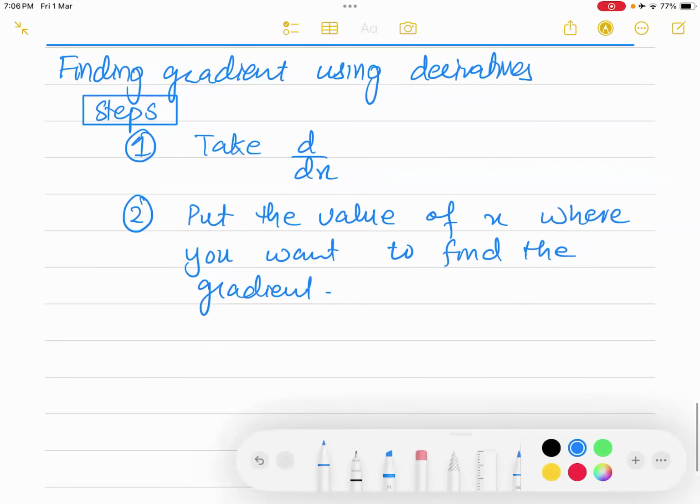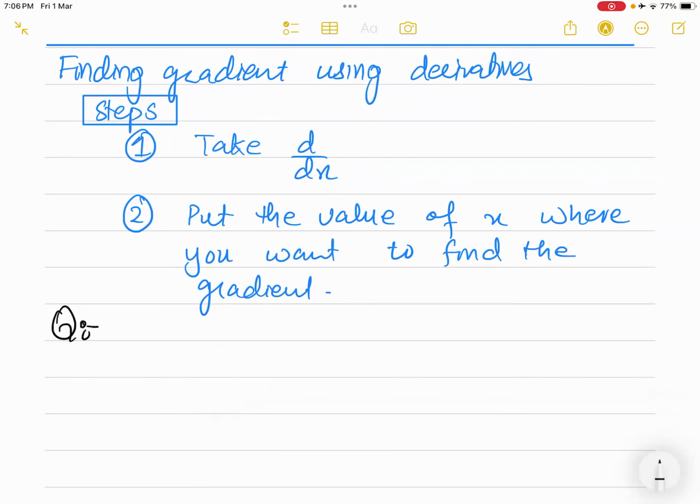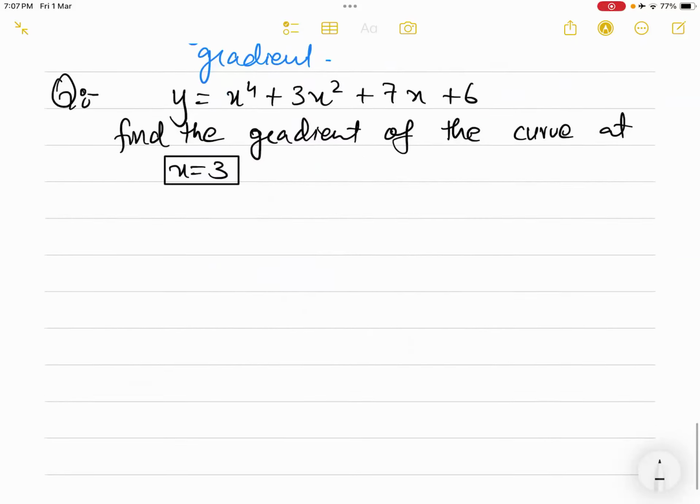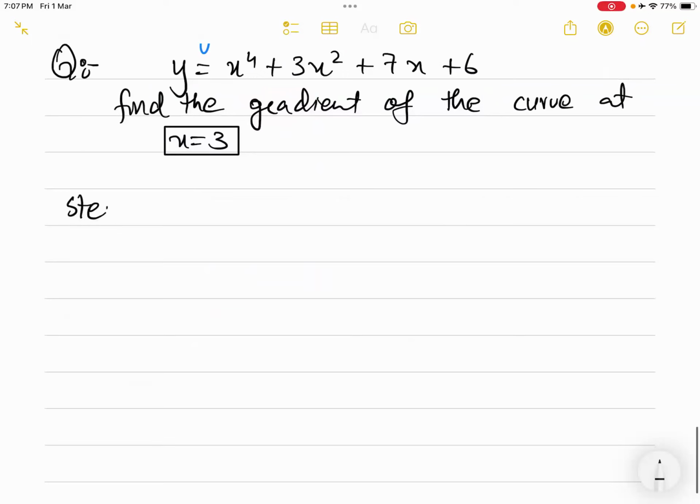Now let's see a question as an example, I'm doing an example with each rule. Finding gradient using derivatives. The question is, for example, y is equal to x power 4 plus 3x square plus 7x plus 6. Find the gradient of the curve at x is equal to 3. Step one is take dy by dx.